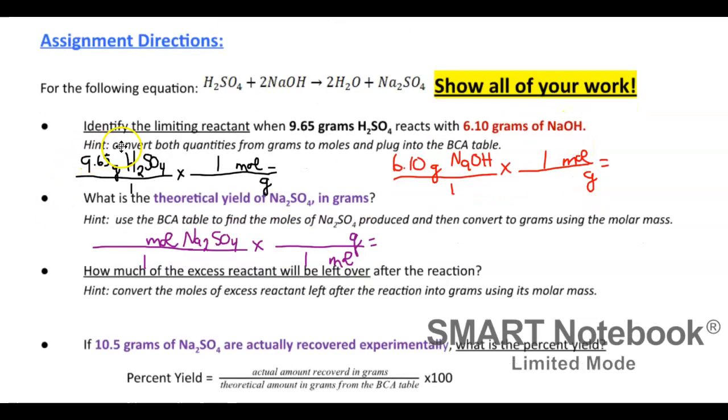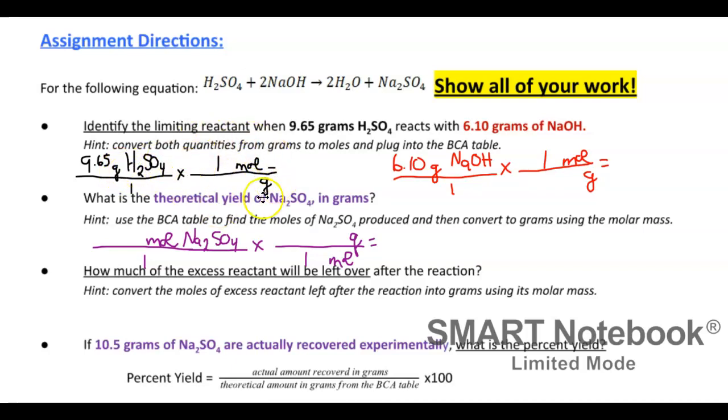So here's your first hint. We don't know which of these is going to run out first. We might have left over this, we might have left over that, maybe they'll both work out, but we have to figure that out. And the way we do that is honestly just guess and check. First, we have to convert both quantities from grams to moles and then plug it into the BCA table. So we're going to do a conversion, a little dimensional analysis here, taking our grams of sulfuric acid, and we want to cancel grams and get to moles.